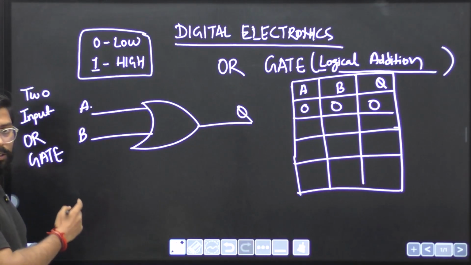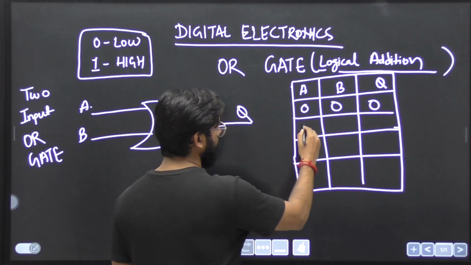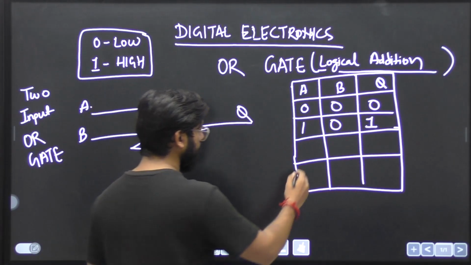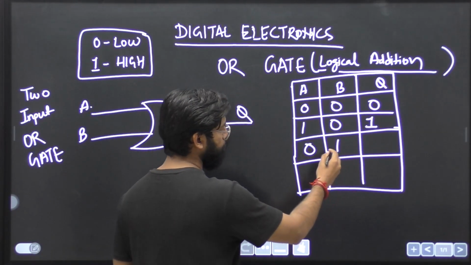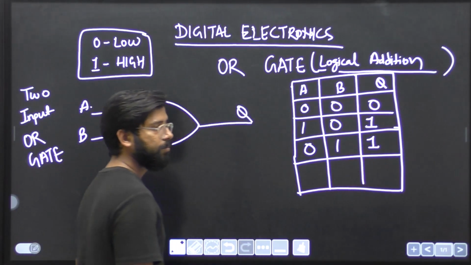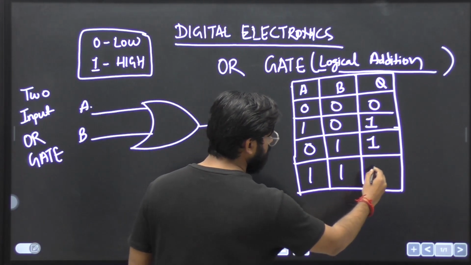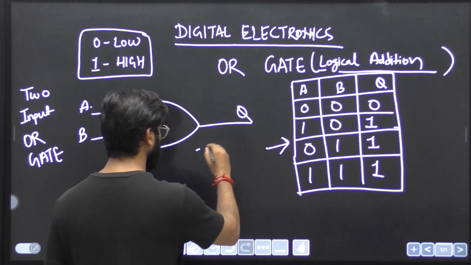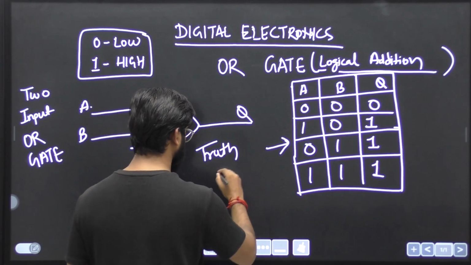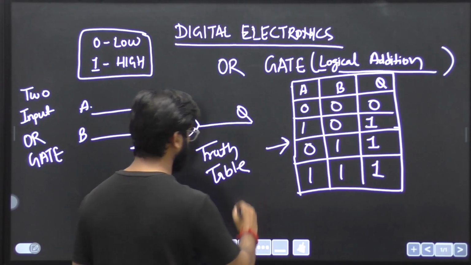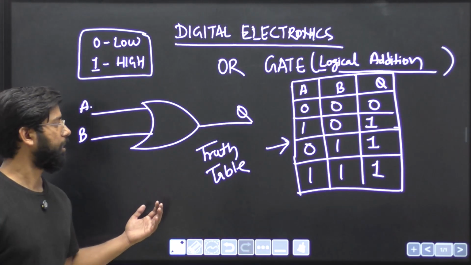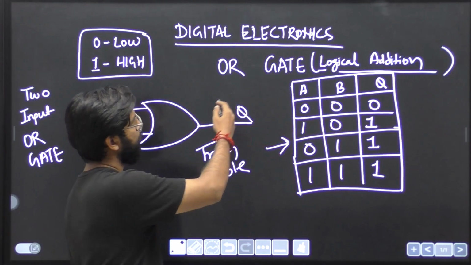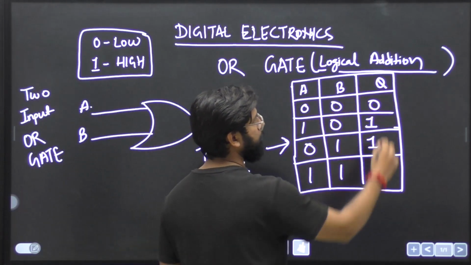But as soon as one of the inputs gets high, that means 1, and the other one is 0, we are going to get 1. Similarly, 0 and 1 here, 1 on B will also output 1. And 1 and 1 will output 1 as well. The table that we are filling is called the truth table for this particular gate. And since we are getting high on any high signal, this gate performs a logical addition.